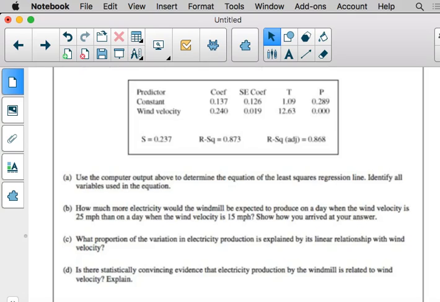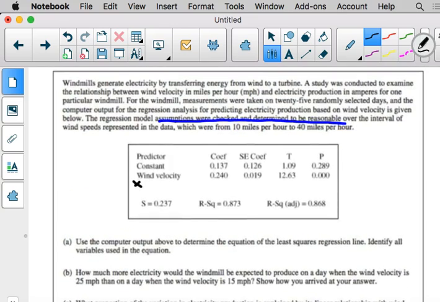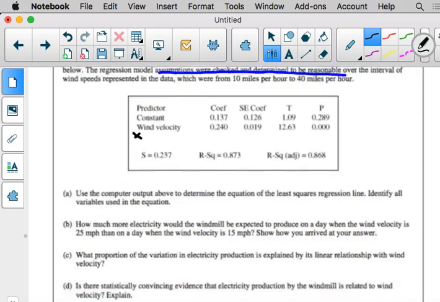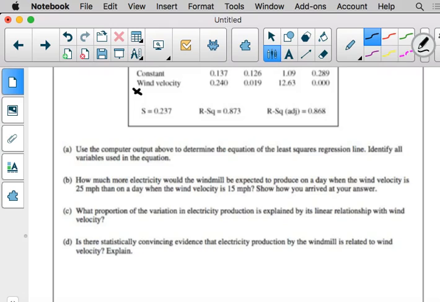All right, so we want to make a least squares regression line. So here, this wind velocity must be our x, and they are talking about the relationship between that velocity and electricity production. So obviously, according to that, our y is going to be the electricity. So we're going to be predicting electricity.